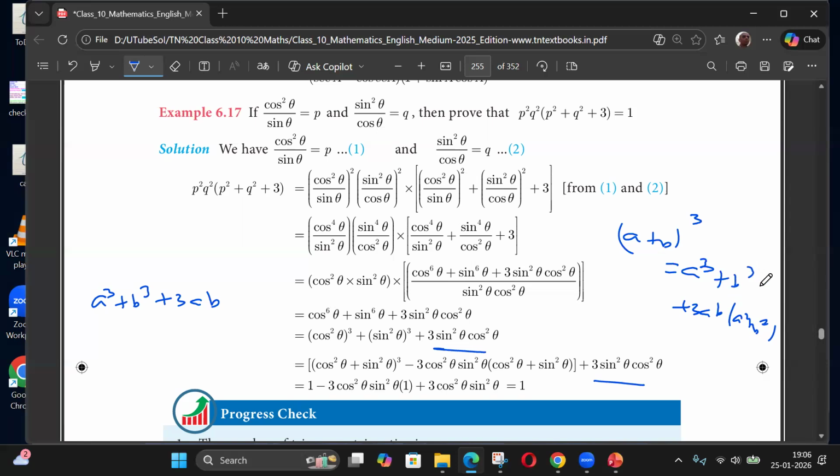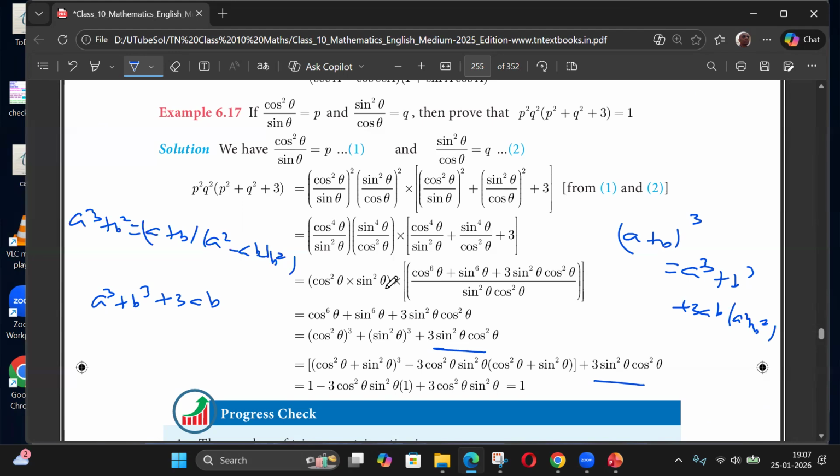This can be done. Also, the one I said: a cube plus b cube equals a plus b, the second order polynomial a square minus ab plus b square. This also you can do. So try this one and we're getting the answer. So we'll stop now.